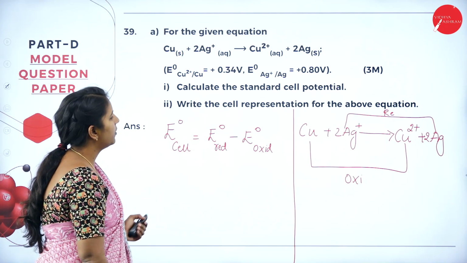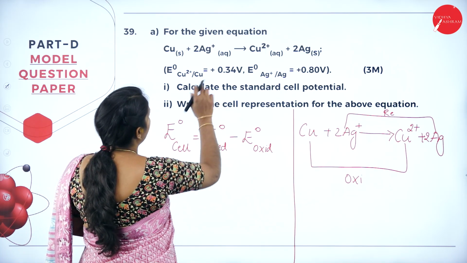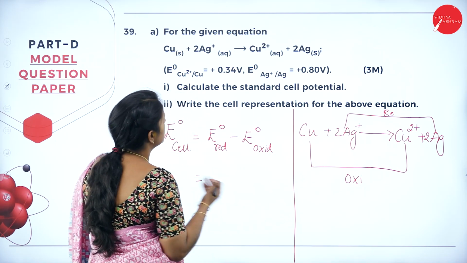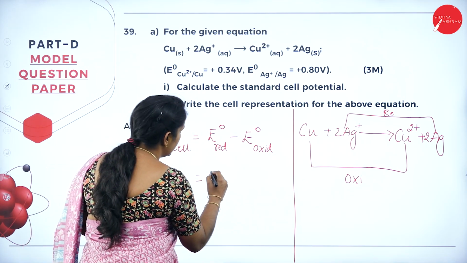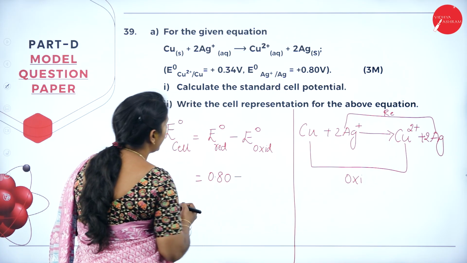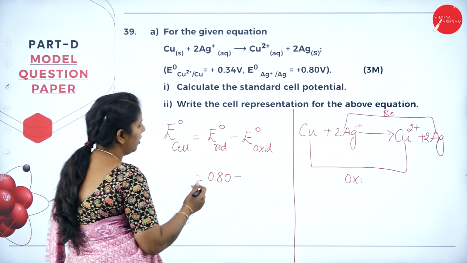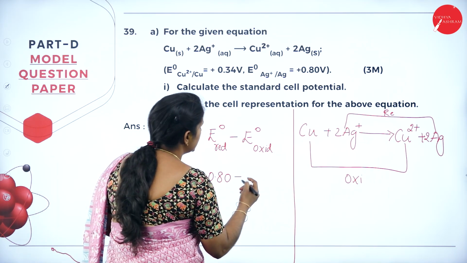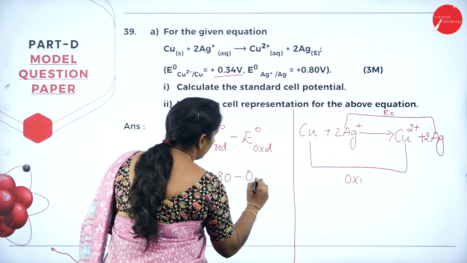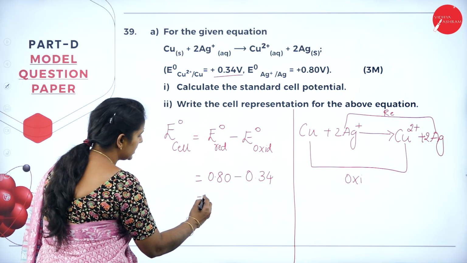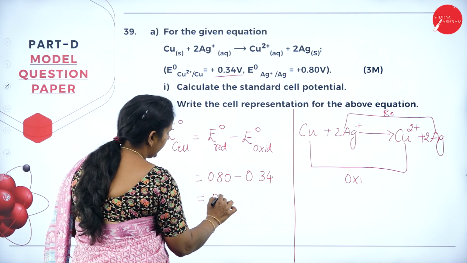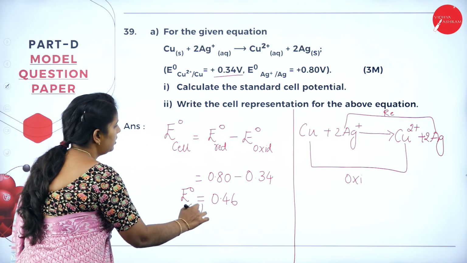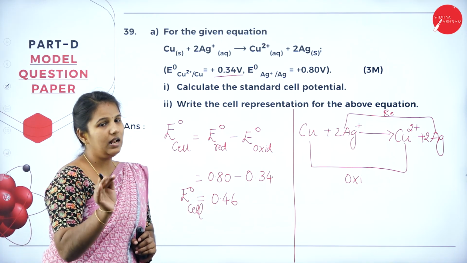Now, based upon the equation, I can substitute the E naught value of the reduction side. Where it is undergoing the reduction, that is silver is undergoing the reduction whose value is plus 0.80 minus oxidation is nothing but your copper, where it oxidizes from the 0 oxidation state to +2, correct? So whose value is 0.34 volts. If you subtract this, you will get 0.46 as a standard electrode potential or a standard cell potential.